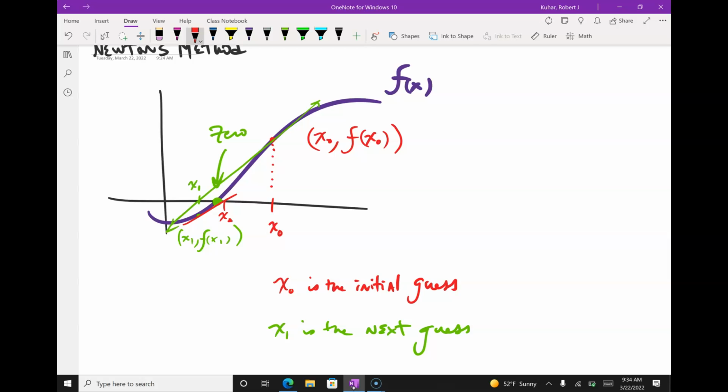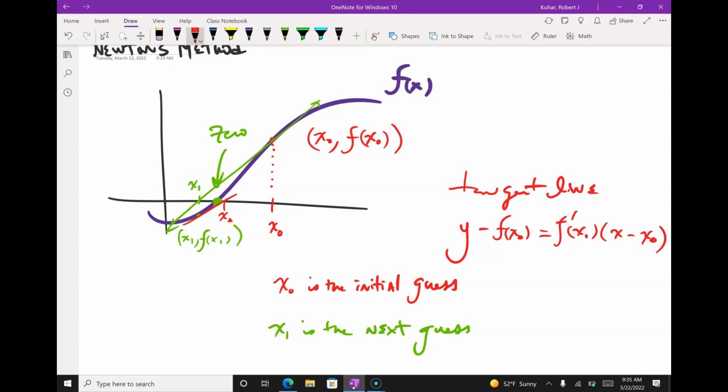So let's figure out here what we got, because we know the tangent line. What's the tangent line equation? Okay, y minus y1. That's going to be f of x sub 0. Remember, my first guess was x sub 0. Equals m, but what's m? Derivative f prime of x sub 0 times x minus x0. Remember, I'm always starting from that initial guess.